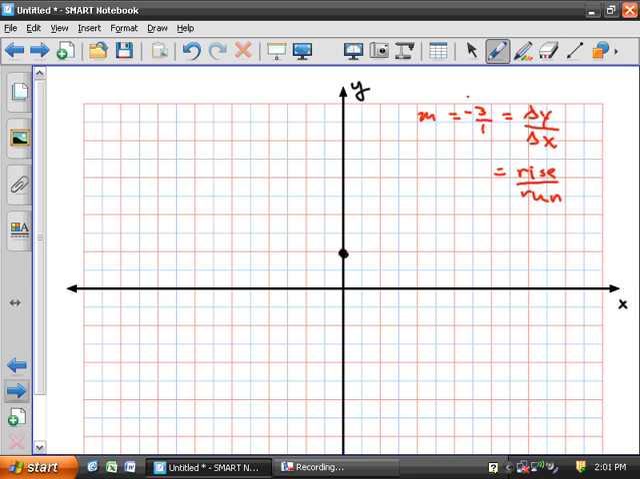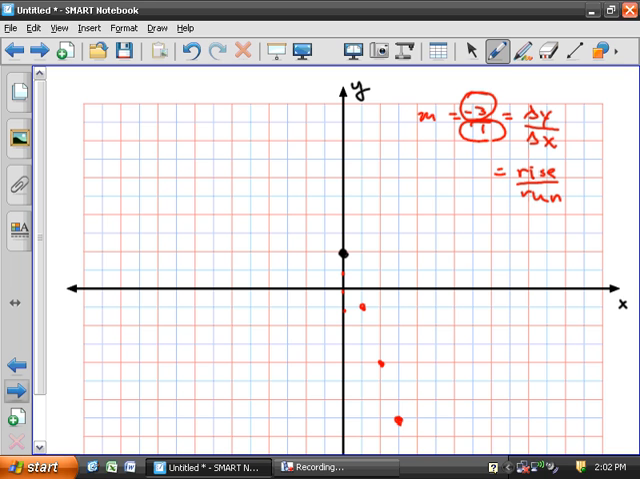So, the first thing I want to do is I want a y change of negative 3. Well, on the y-axis, negative means move downward. So I'd move down 1, 2, 3 points. And I want an x direction change of positive 1. Well, in the x direction, positive means move right. So I would move to the right 1. I've moved down 3, right 1. That's my slope. Repeat process, down 3, right 1. Down 3, right 1.